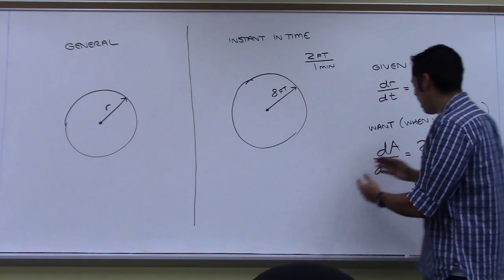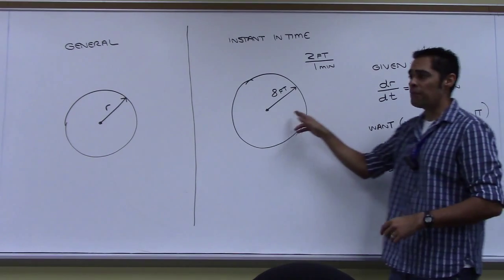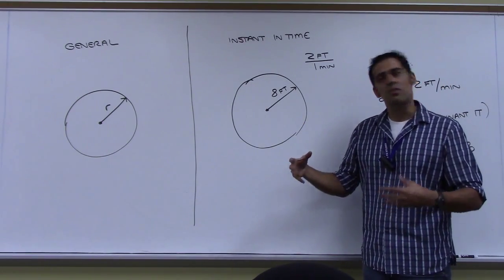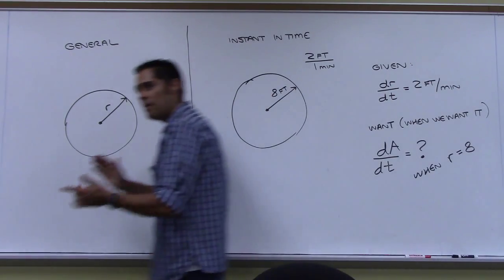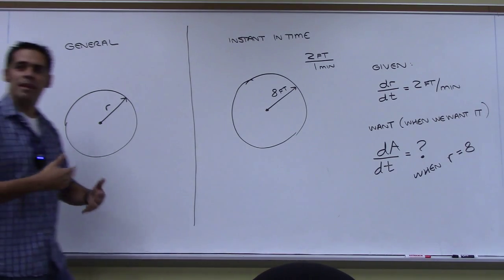So if I want to know how fast the area is changing with respect to time, I'm not allowed to freeze that in time. I have to allow it to change. So that means if I'm walking across the room and I say, right there, when I clapped, how fast was I going?